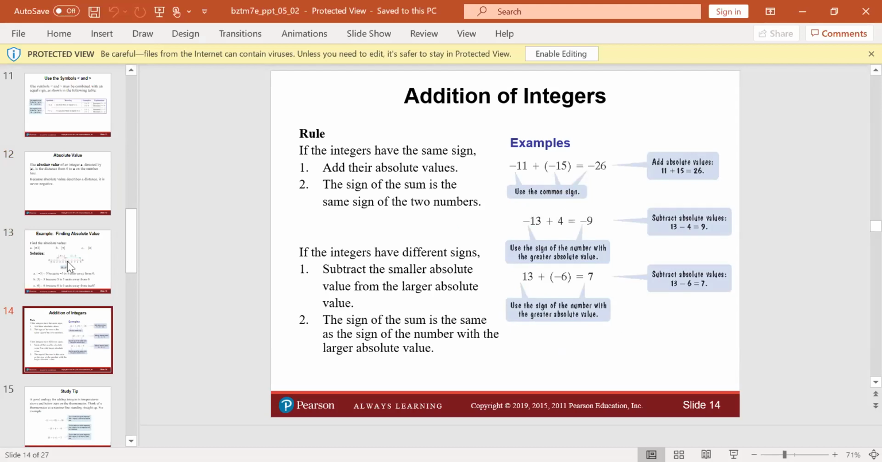Okay, here's the part. We're going to talk about addition, specifically addition of integers: positive, negative, whole numbers, or 0. We're going to be talking about them.